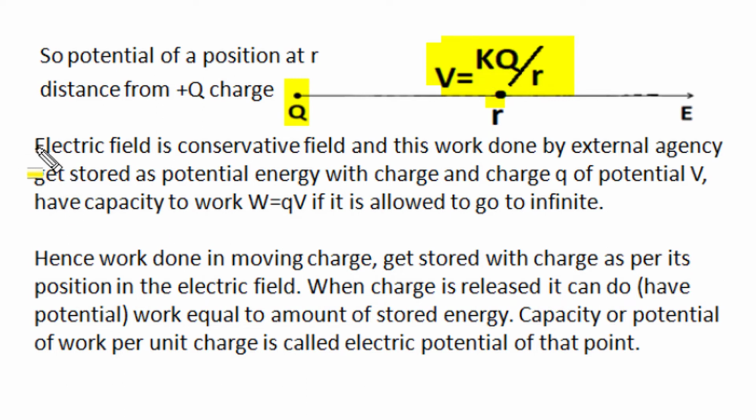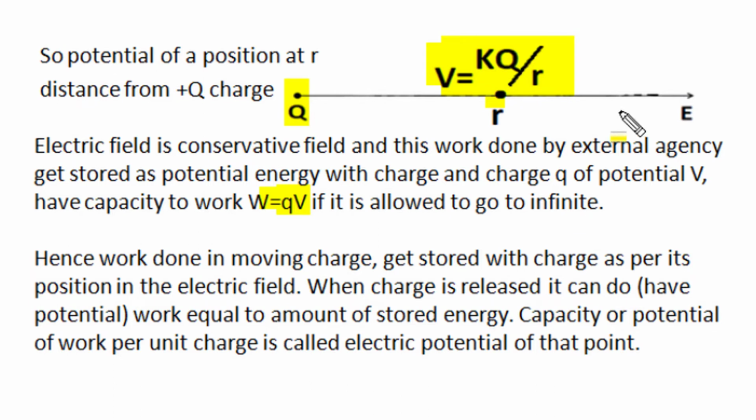Now the electric field is a conservative field, and this work done in bringing a unit positive charge from infinity to distance r in the field of source charge capital Q by an external agency gets stored as potential with any charge placed at that position, and if charge q is placed at a potential of V volt, it has a capacity to perform work equal to qV if it is allowed to go to infinity.